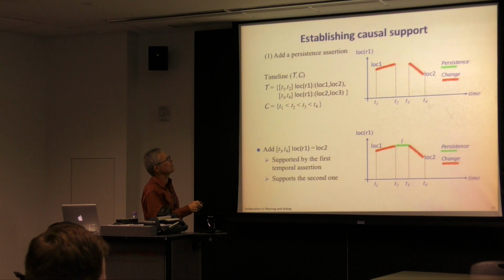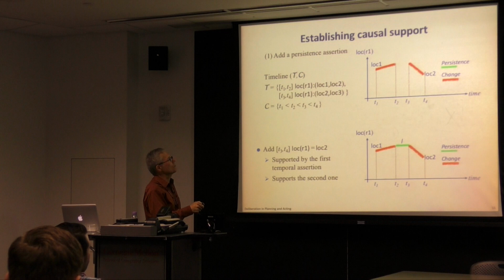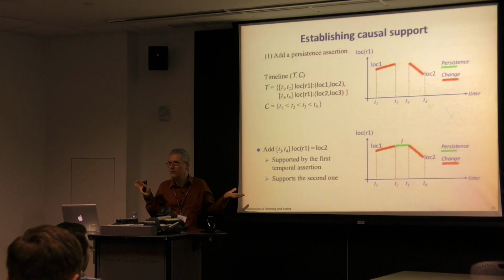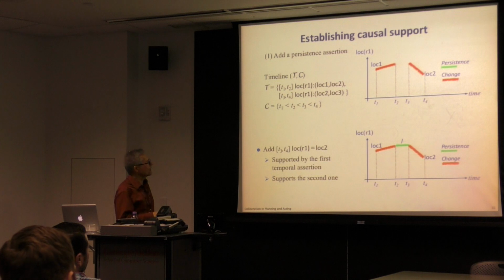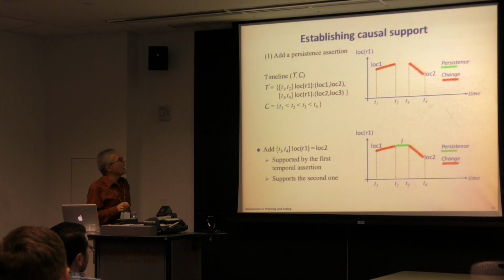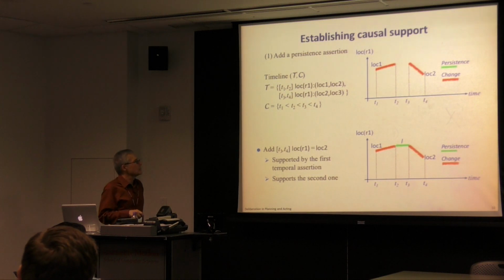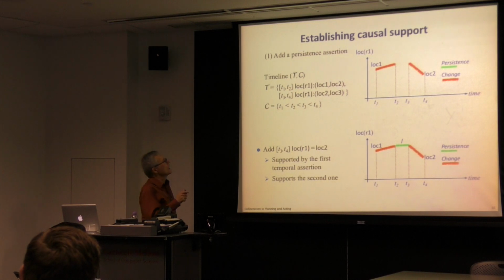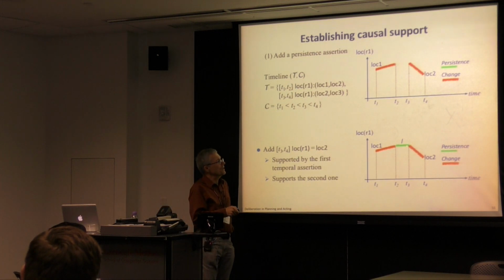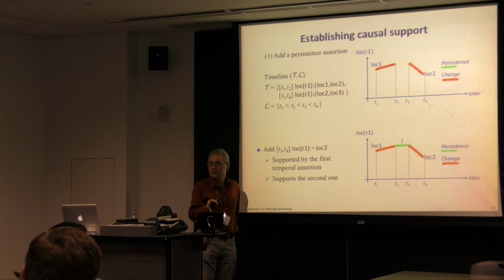This establishes that we're at loc 2 at this time point. This requires that we be at loc 2 at this time point. We could simply put in a persistence assertion saying this thing didn't move. It's a body at rest, and so it tends to remain at rest. Sorry, I didn't finish this. This provides the causal support for the second temporal assertion, and it itself is supported by the first one. So that takes care of the problem.